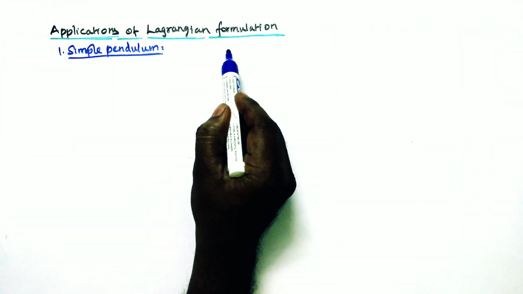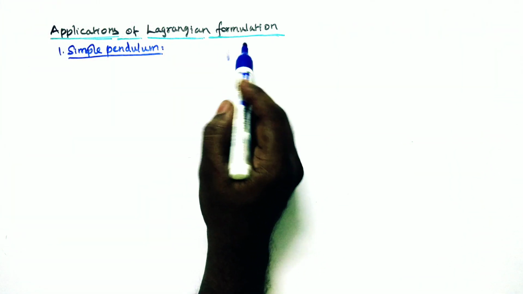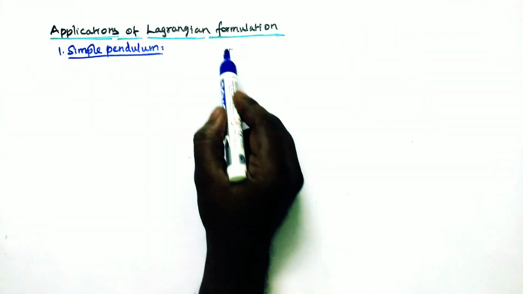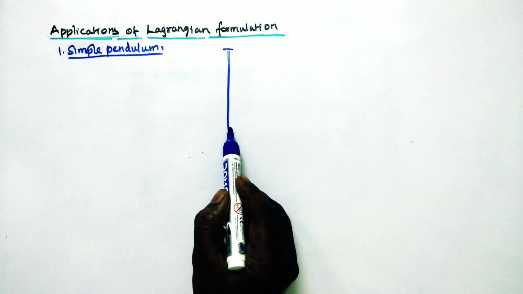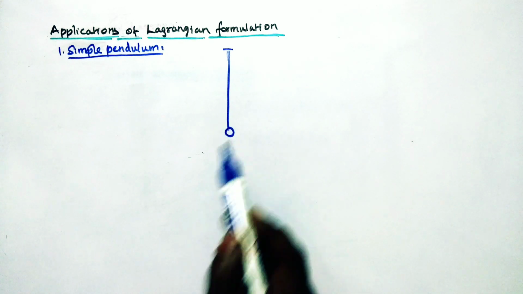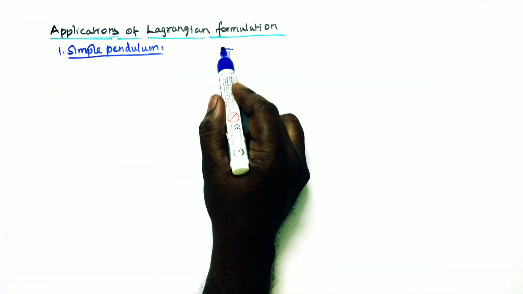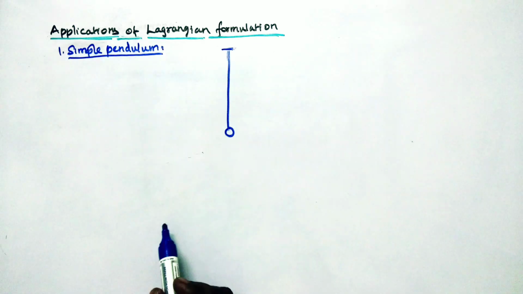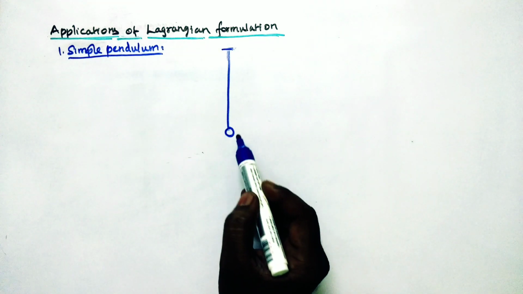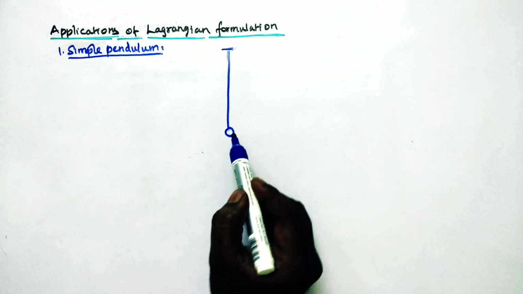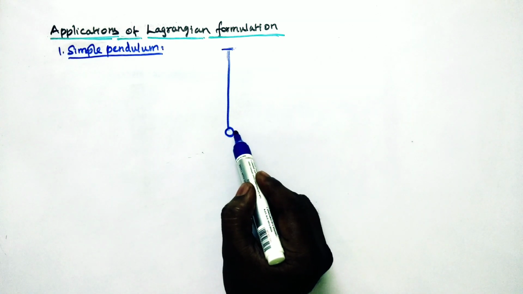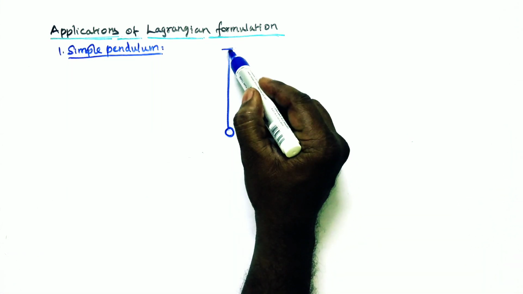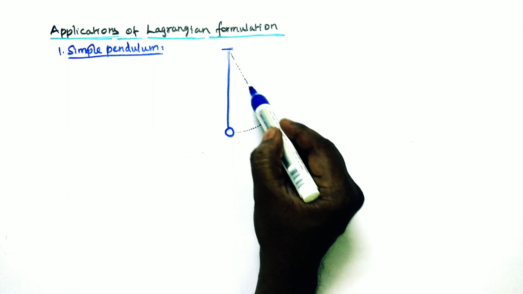We can easily draw a simple pendulum, a string hanging by using a hook. So this is a simple pendulum. Now we can apply a force. This pendulum is moving to one side, like this.